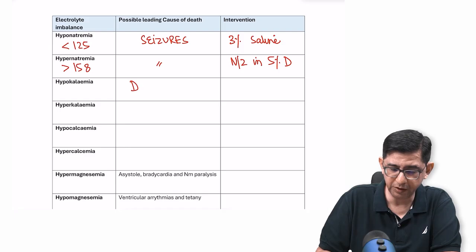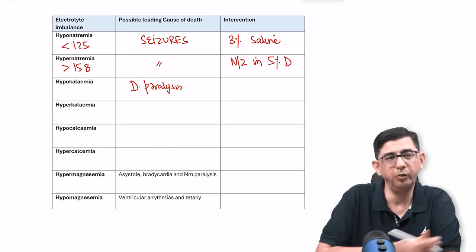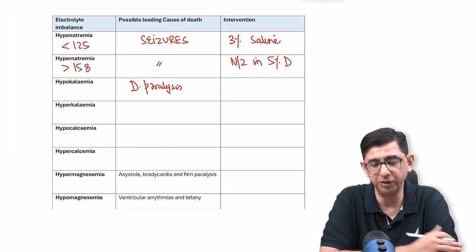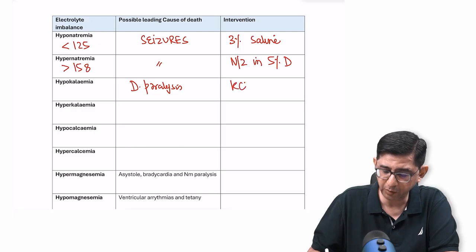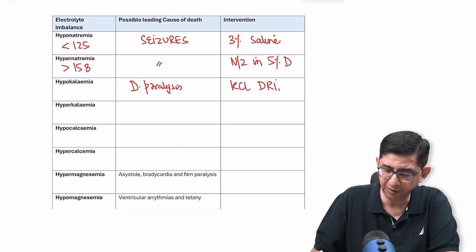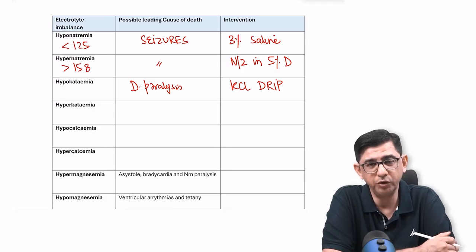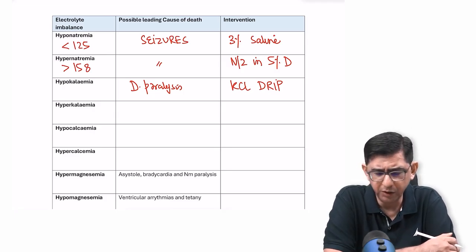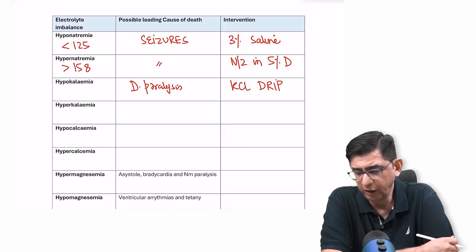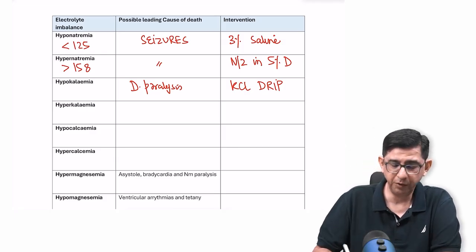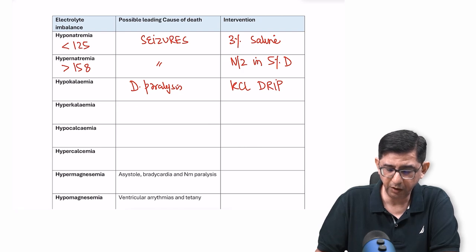Hypokalemia, the main reason why a patient can die is diaphragmatic paralysis, because if potassium in the body is less, then muscles will not be able to function. So I need to give KCl to the patient in the form of a drip, never in the form of a fast infusion. And this KCl drip calculation will be told to you in about another 2 minutes from now. For hyperkalemia, the usual cause of death can be a cardiac arrest.